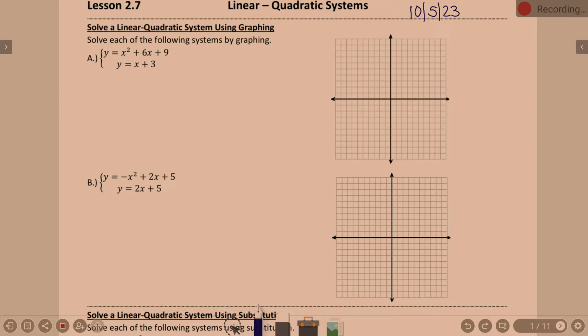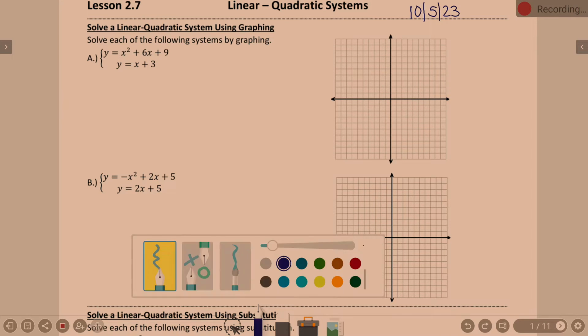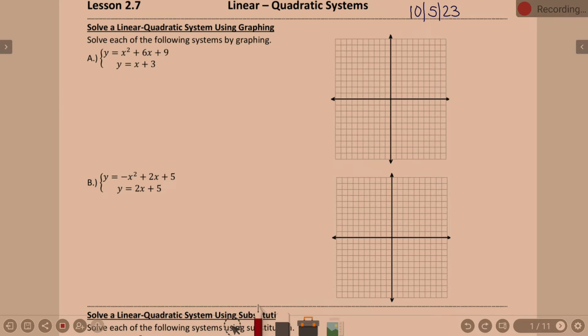So we're going to use some graphing techniques. We're going to use some substitution techniques because elimination doesn't really work here. And then we're also going to look at inequalities. So when we throw in the less than, greater than. Okay? So let's start with example A. Solve each of the following systems by graphing. So we need to go through these and kind of remember our graphing pieces.